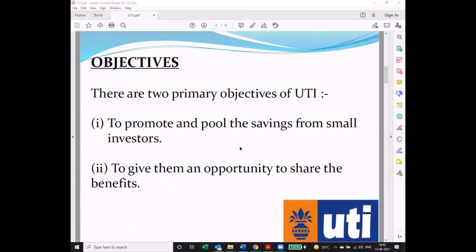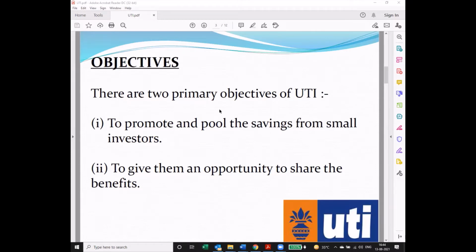And what was Unit Trust of India? It was formed with two objectives, which are still the core objectives of Unit Trust of India: to promote and pool the savings from small investors, middle and lower income groups. They were particularly targeted to create savings in Unit Trust of India and pool those savings. Pool those savings for what purpose? To give them the opportunity to share the benefits of what? This pooled savings were invested in the industrial development of the country.